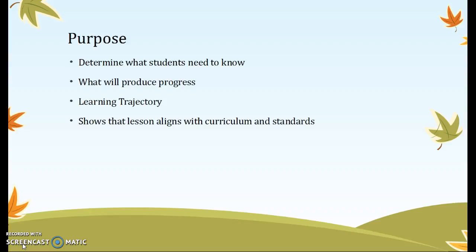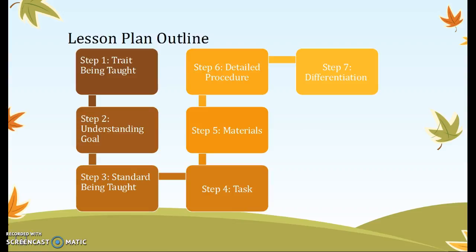The lesson plan can show the learning trajectory for teachers and is able to show how the lesson follows the designated curriculum and standards. This is the lesson plan outline. The first step is to figure out what trait is being taught and what is the subskill of that trait.